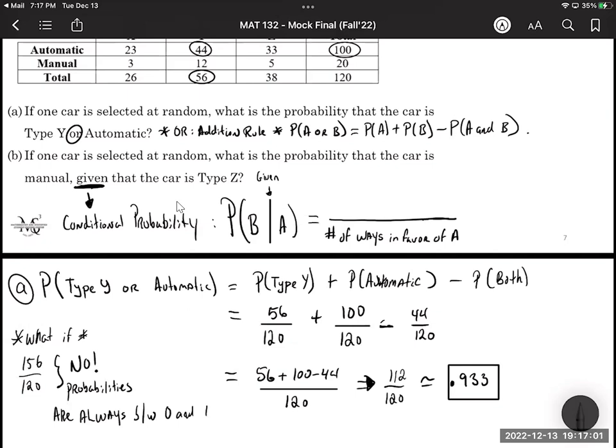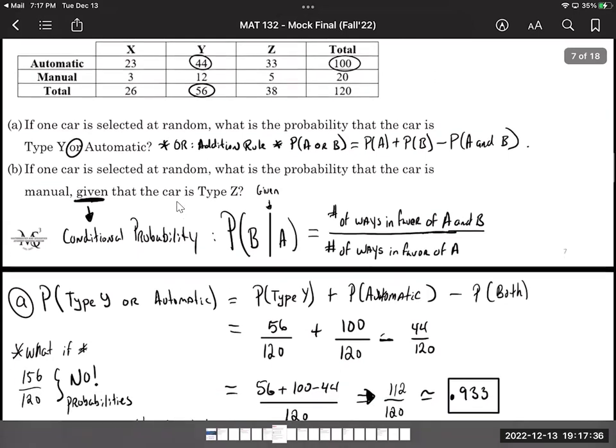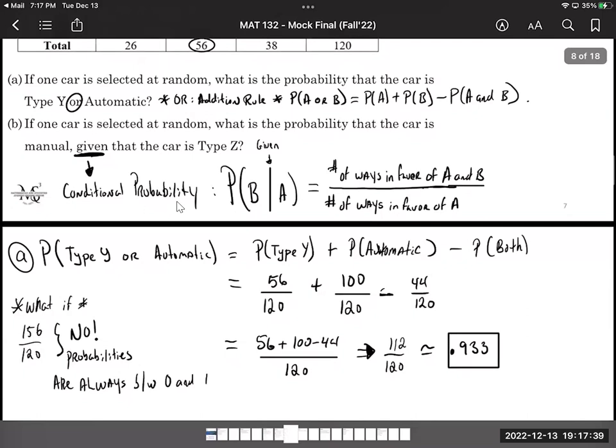The top number you figure out second, so you go bottom up. Number of ways in favor of A is the bottom. The top number is the number of ways in favor of A and B, basically A and B happening somewhat simultaneously. That's an informal way of thinking about it. What this formula is really saying is, depending on what happens with A, what will be the number of outcomes of B? Again, depending on what happens with A. So here's how this works.